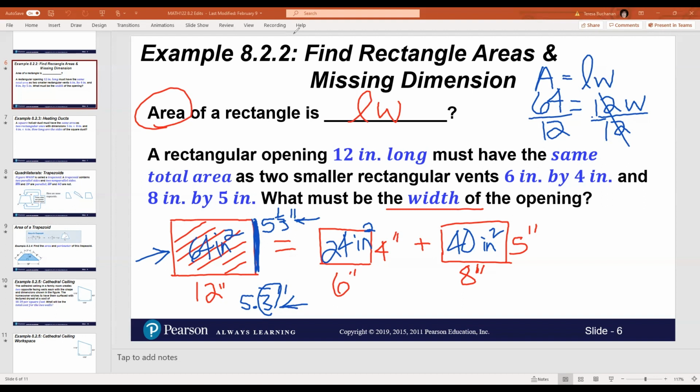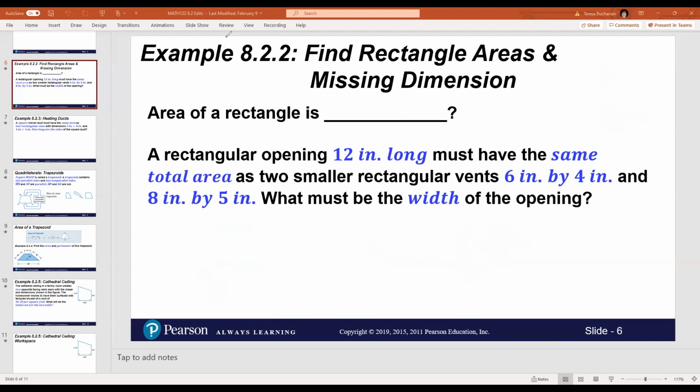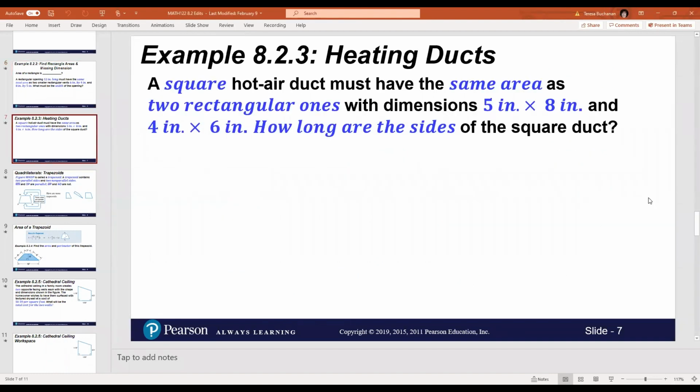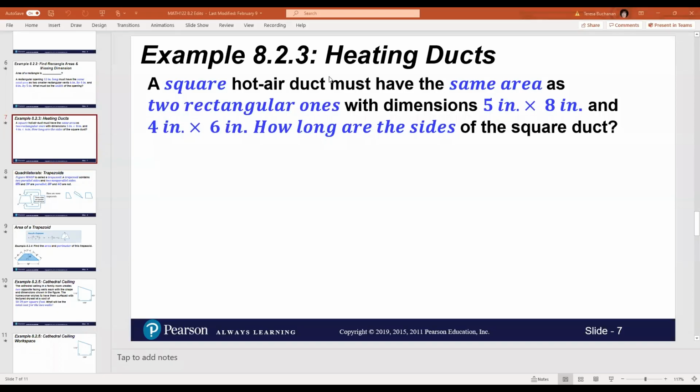Okay, so let's close this one and try something else like that. So this one, sort of a similar context. Here we go. Similar context, square hot air duct. The square one has to have the same area as two rectangular ones. You might think, is this the same question? No, it's not quite the same question.